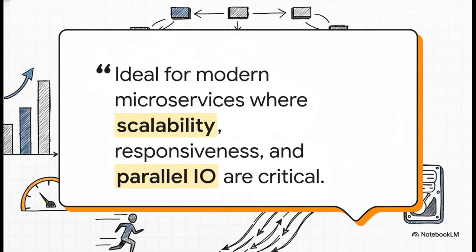So, to wrap it all up, you can say something like this. CompletableFuture is an essential tool for modern Java development. It enables a declarative, non-blocking, asynchronous style of programming that is perfectly suited for today's microservice architectures, where building scalable and responsive systems is the name of the game. A summary like that connects all the technical details right back to real business value. It's the perfect way to end.